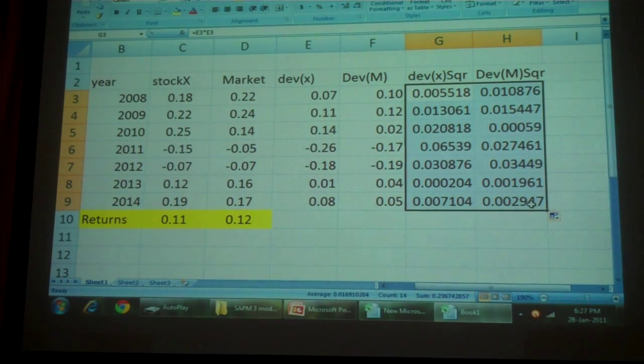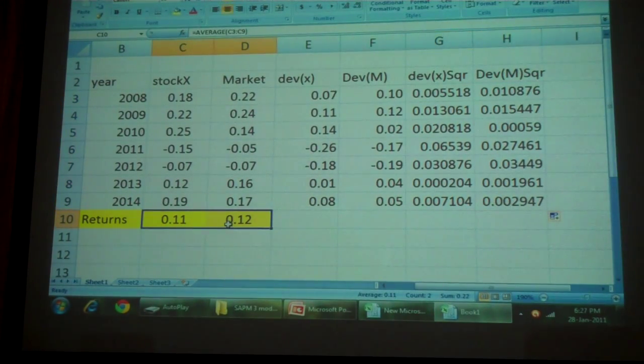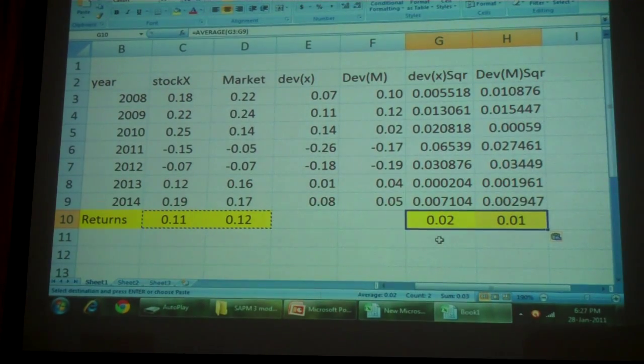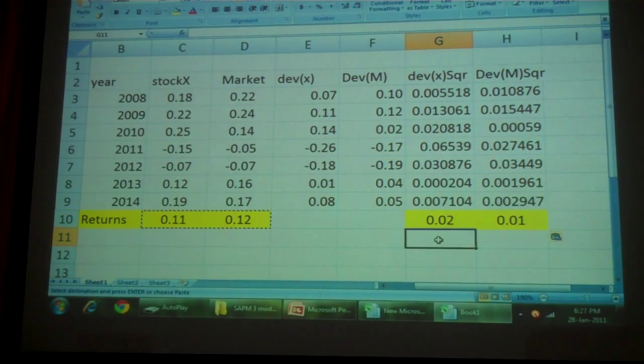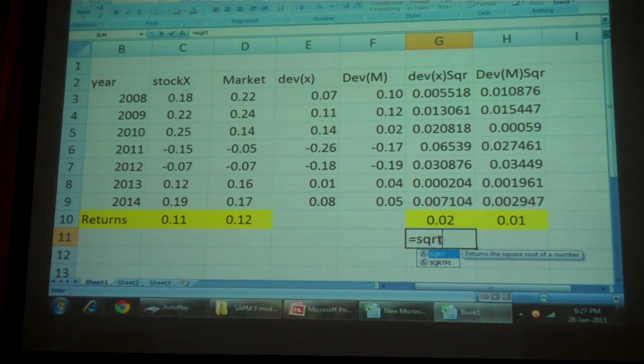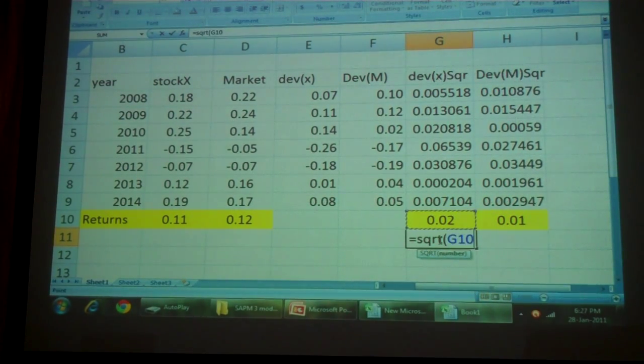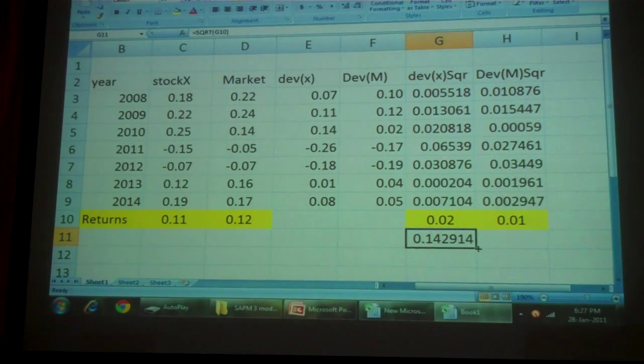Okay. Now what do we do? Take the average, right, of this. What is this average called? Variance. Then what do I do? Square root. The square root of variance is called standard deviation.